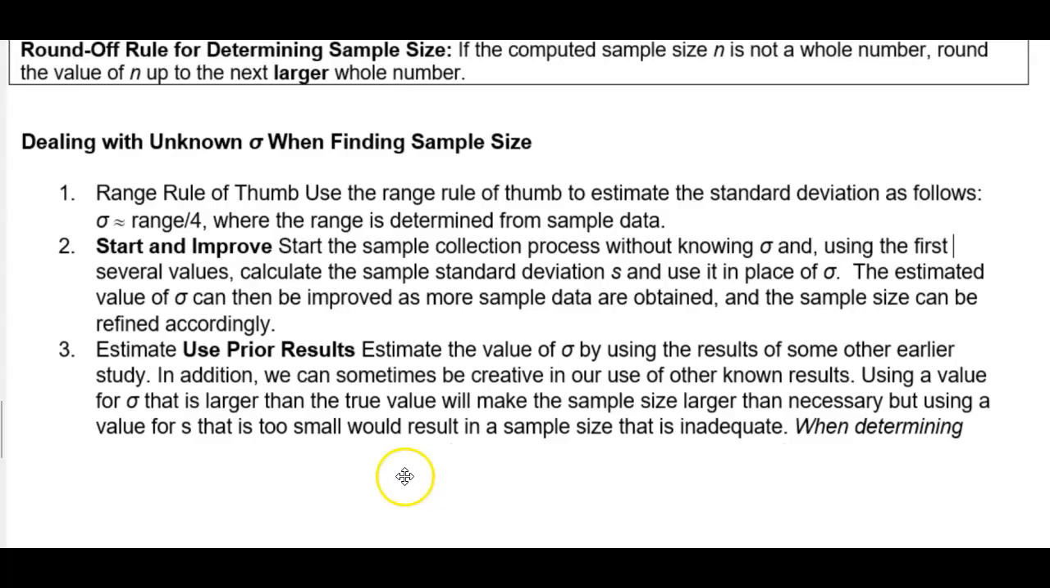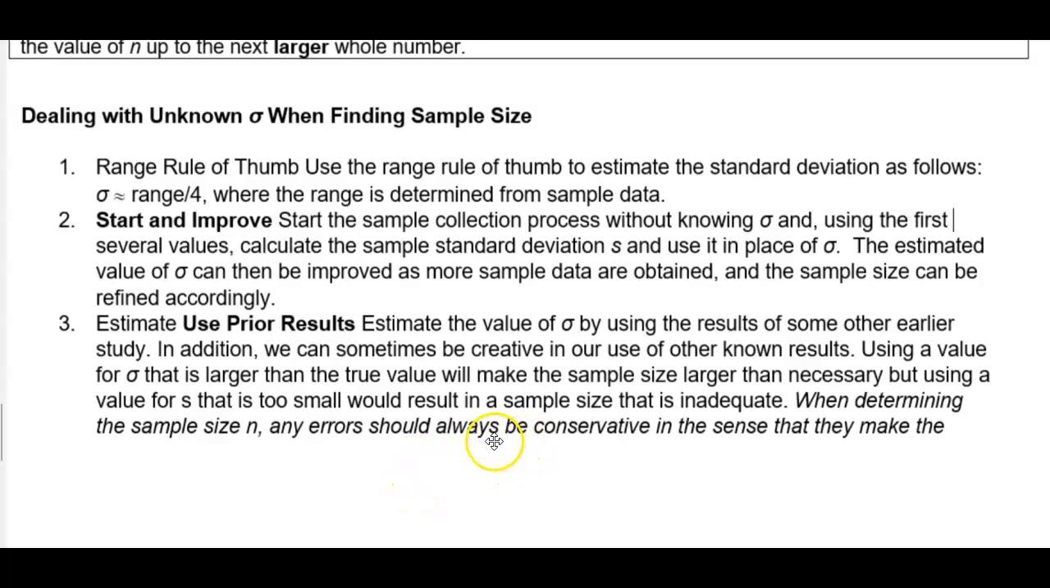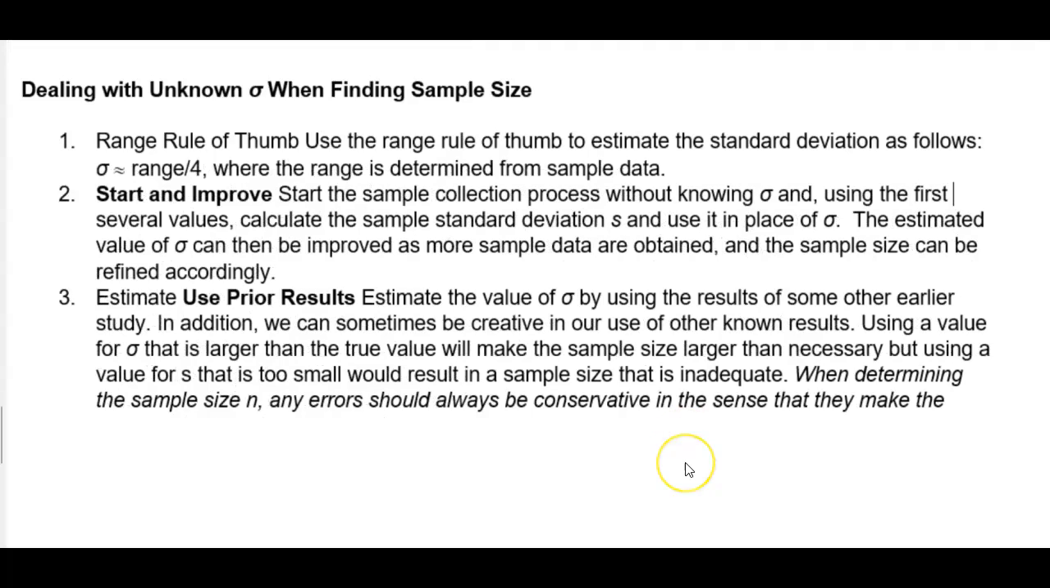Number 3: estimate using prior results. Estimate the value of the population standard deviation by using the results of some other earlier study. In addition, we can sometimes be creative in our use of other known results.